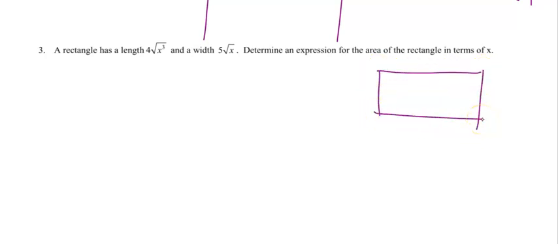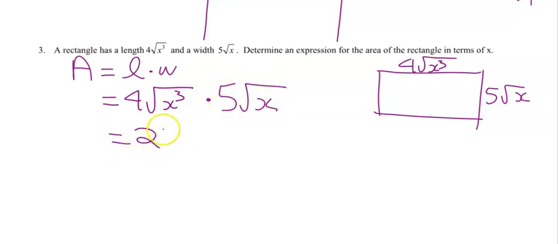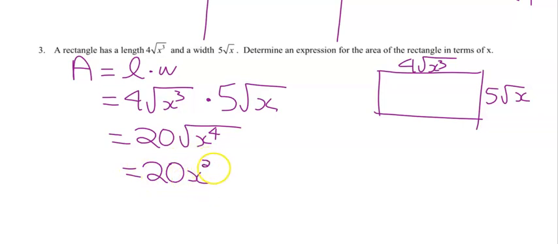We're doing a rectangle. I like to draw a picture. A rectangle has a length of 4 square root x cubed and a width of 5 root x. What's the formula for area of a rectangle? Length times width. 4 square root x cubed times 5 square root x is 20 square root x to the power of 4, and the square root of x to the 4th is x squared, so we get 20x squared, right? That's our expression. 20x squared.